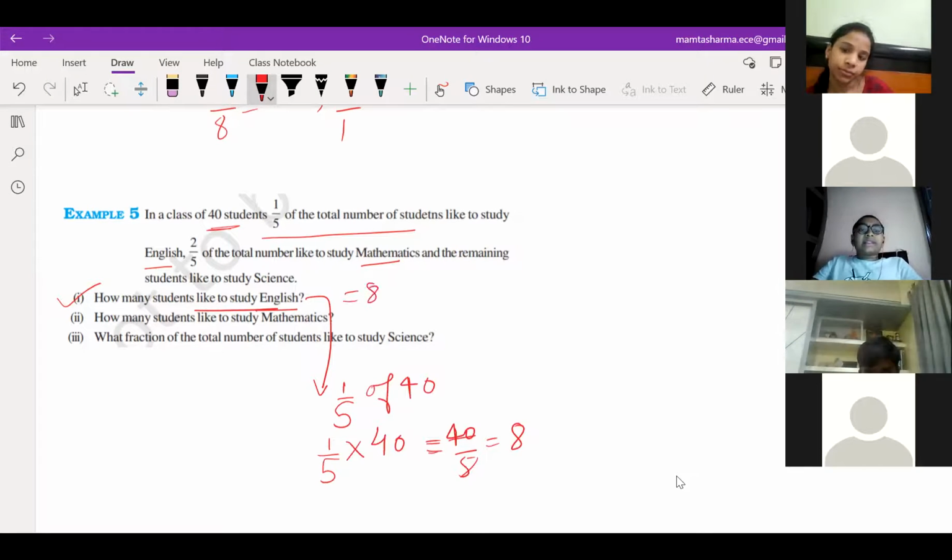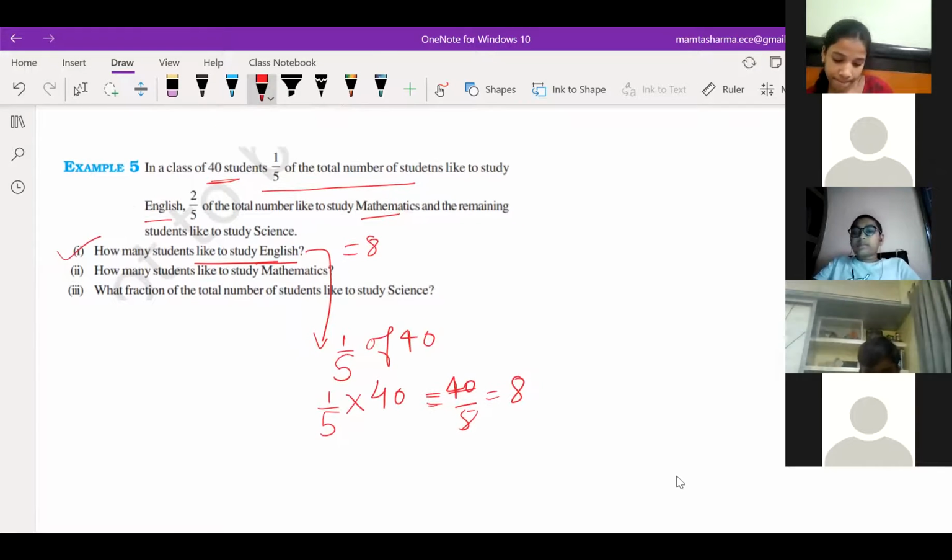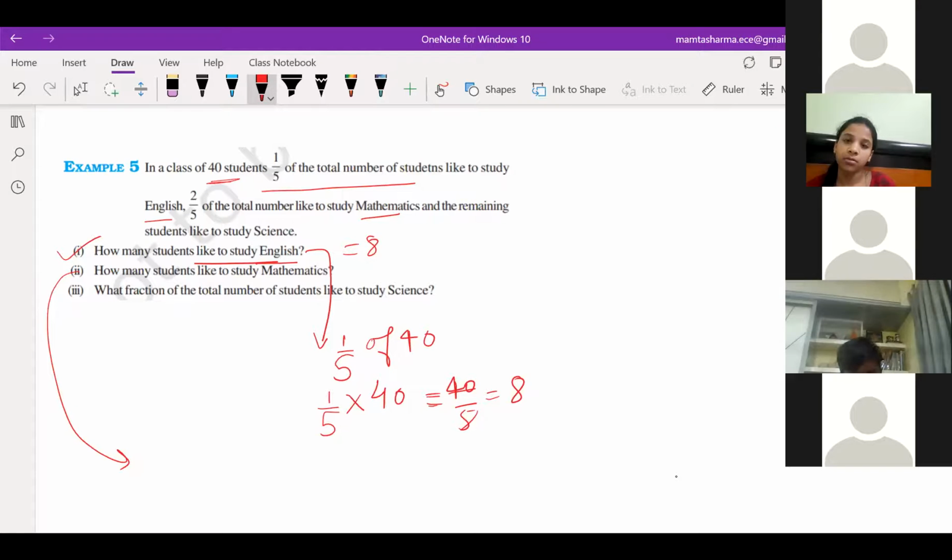Maths is liked by 16 students. Science is liked by 16. I will ask. How many students like to study maths? Go ahead. Your thinking is done. No, ma'am, I'm solving it. Tell how many members like math. Ma'am, can I tell how many members like math?